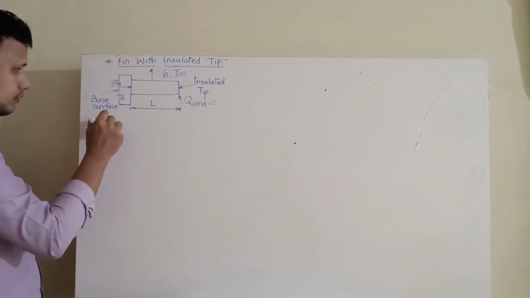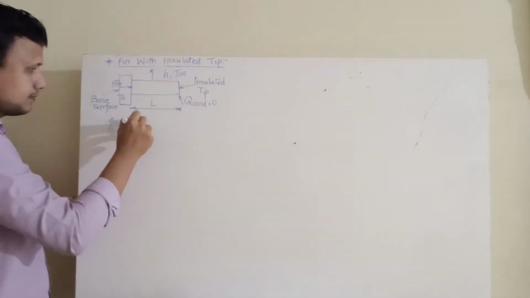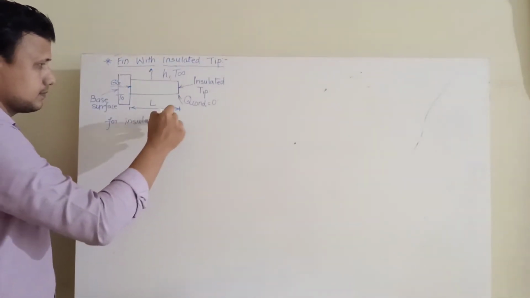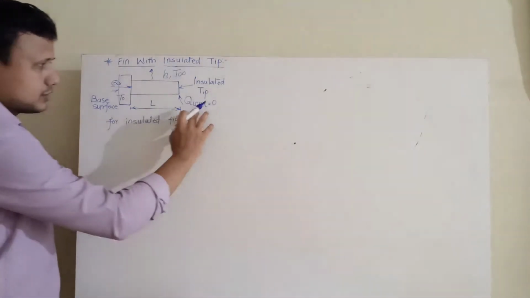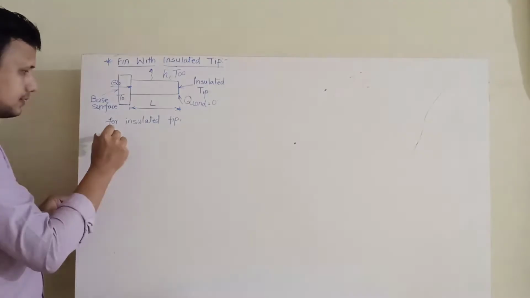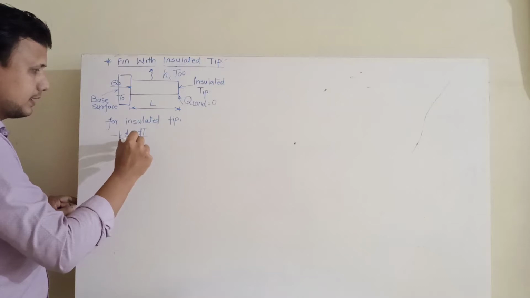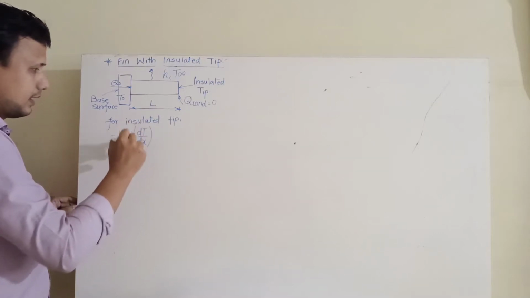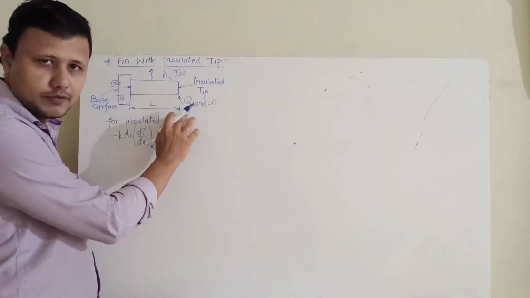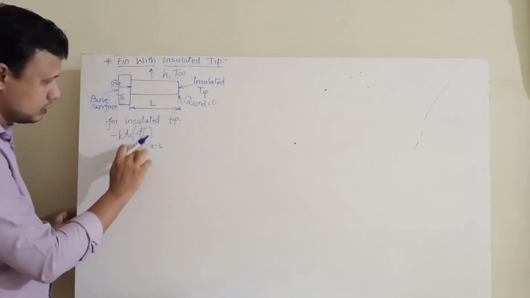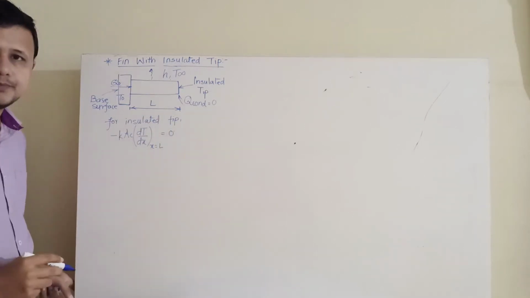So basically we can write for an insulated tip fin, Q conduction is equal to 0. It means that minus k A_c dT/dx at x equal to L, because we are talking about the tip of the fin, the final end of the fin. So the temperature gradient at x equal to L needs to be 0.